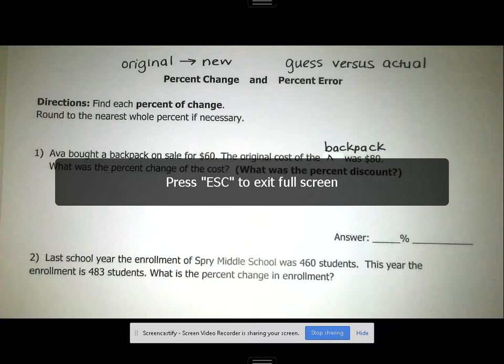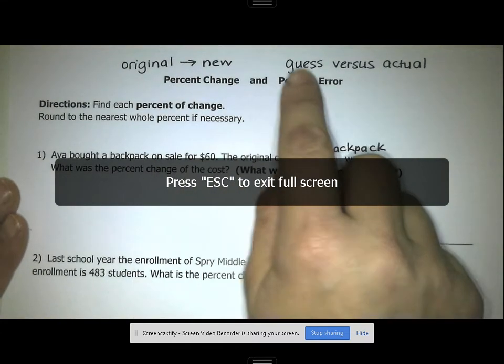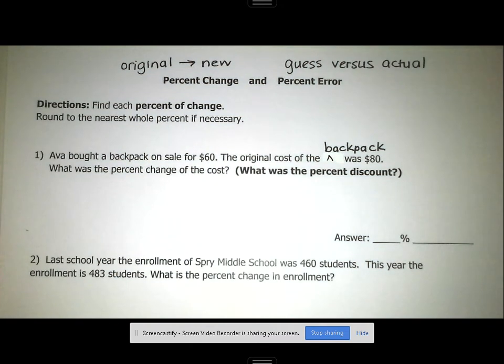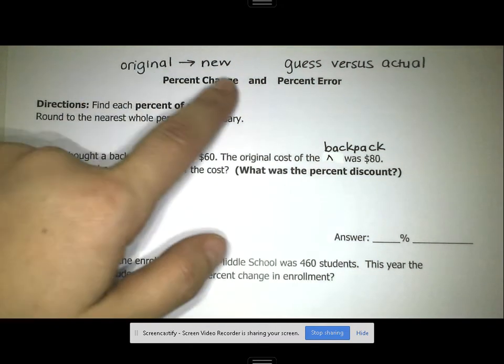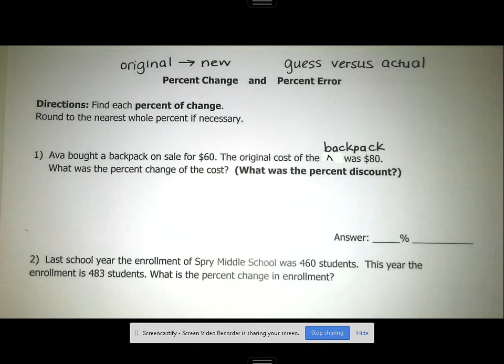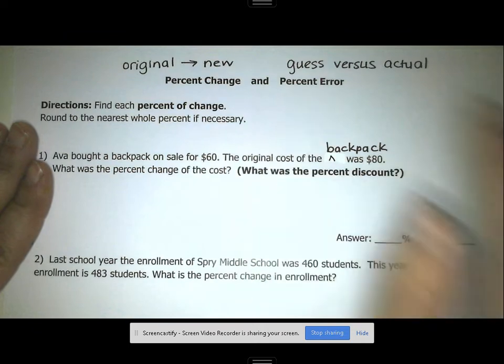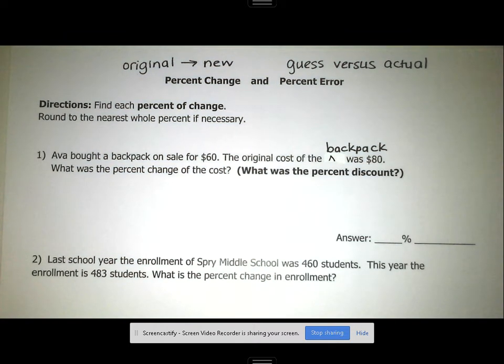Great. In this video, I'm going to be going over how to find percent change and how to find percent error. Now, percent change, you're going to be finding when there's an original amount and a new amount, and you want to find out what percent increase or what percent decrease happened to the original to create the new amount. And for percent error, those situations are like someone made a guess or an estimate, and you have to find out what percent off they are from the actual amount.